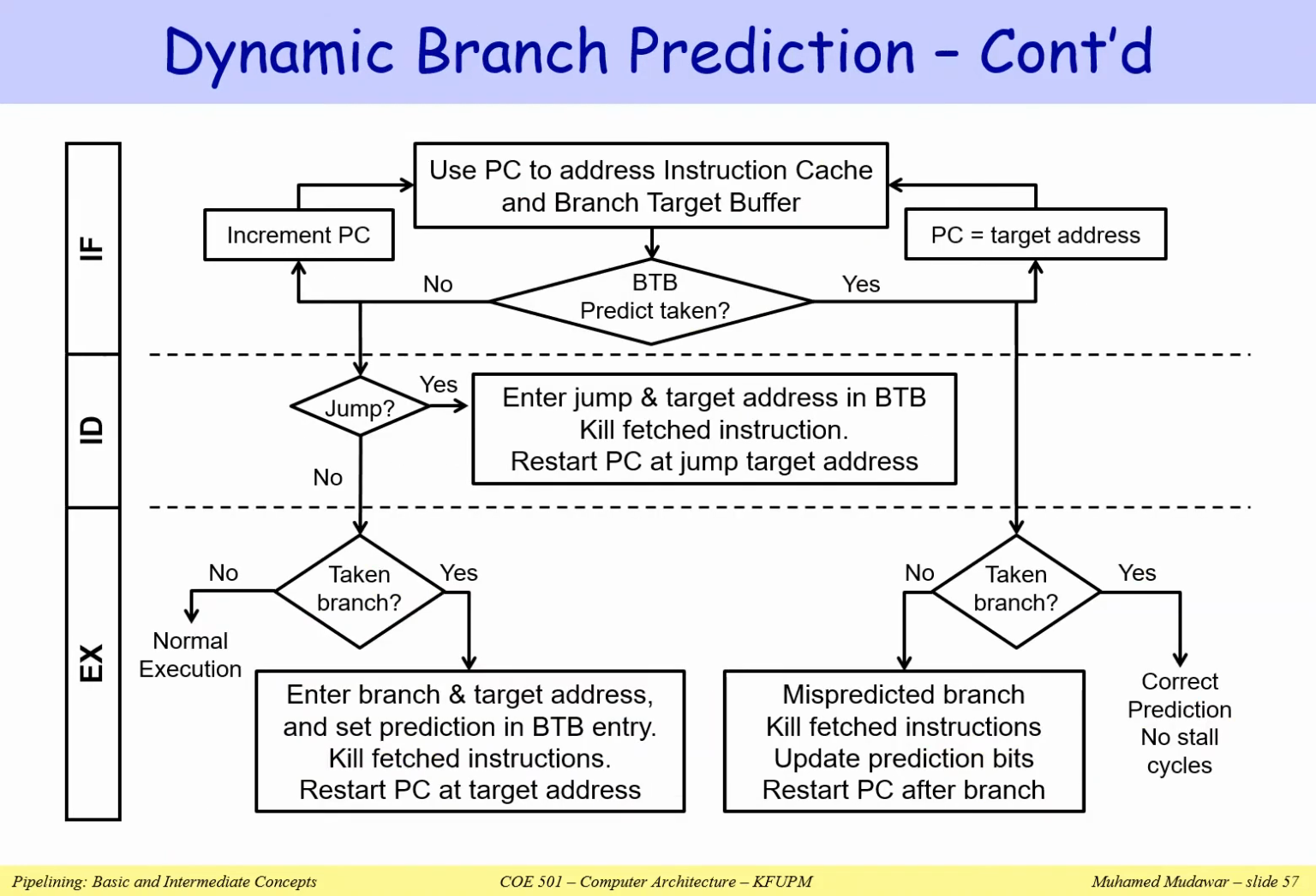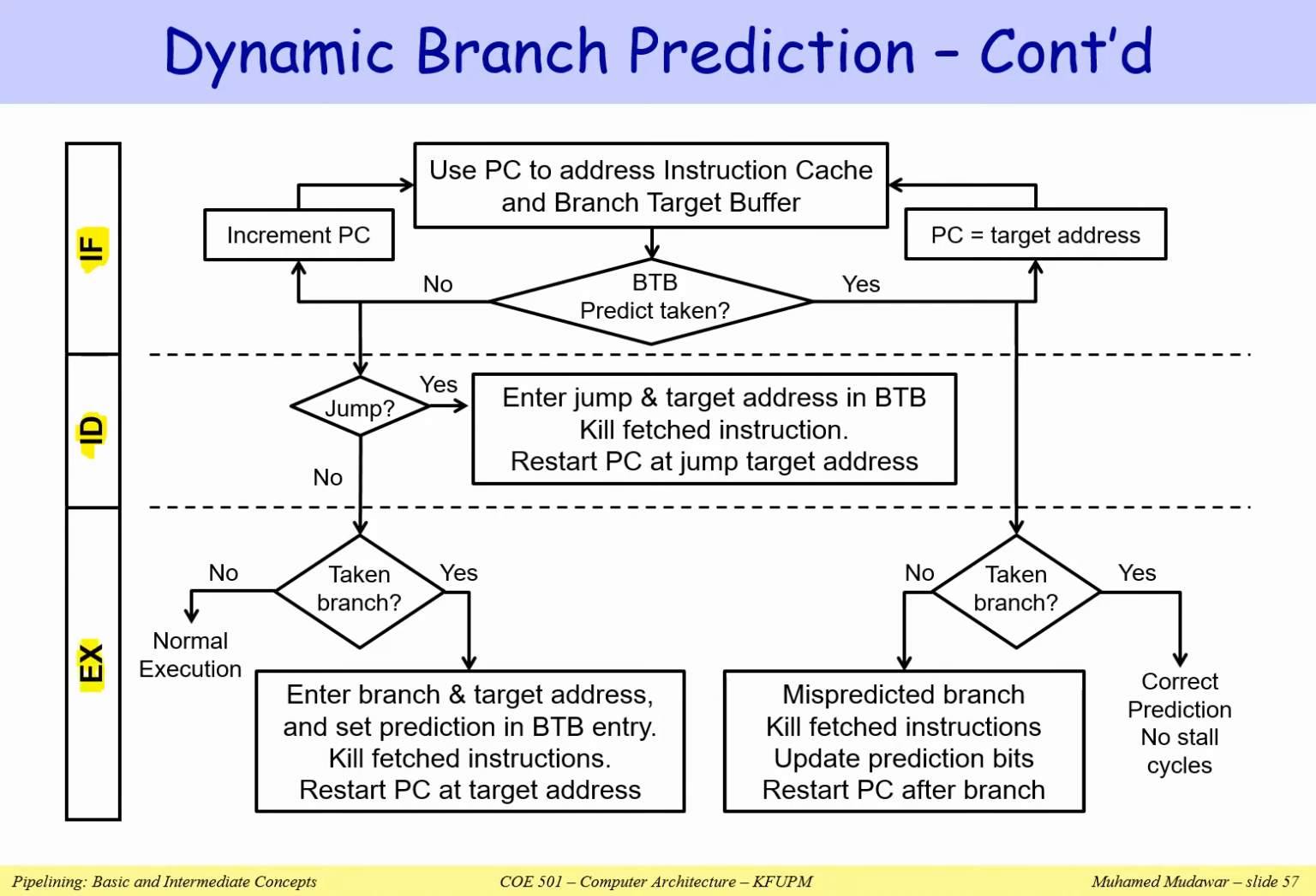This slide summarizes dynamic branch prediction in the first three stages of the pipeline. So this is the first stage, which is the instruction fetch stage. Then we have the second stage, which is the instruction decode stage. And this is the third stage, which is the execute stage.